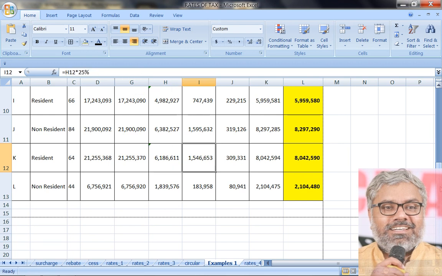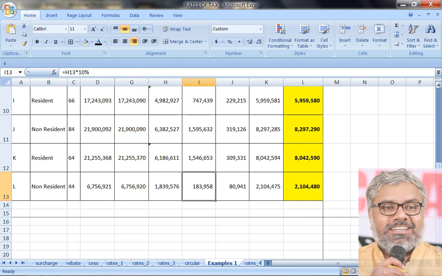Then surcharge again always depends upon income. Here income is between 2 to 5 crores, so naturally surcharge is 25%. Cess is always 4%, no change in that. After adding everything, final tax payable by K is 80 lakhs 42,590. Then we have L, non-resident, we don't care about age, calculation is quite normal.